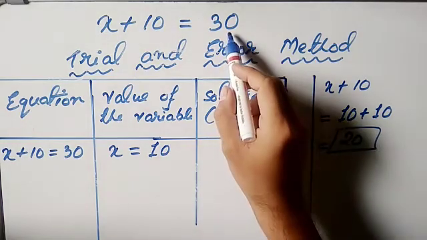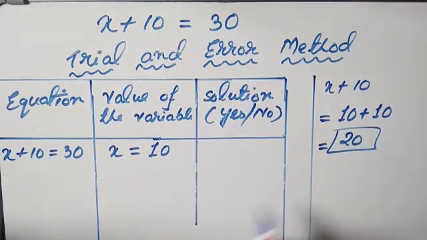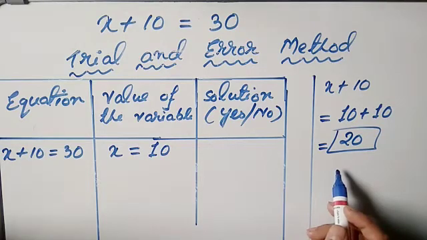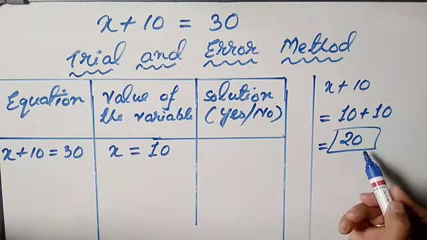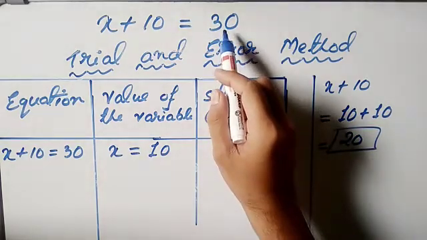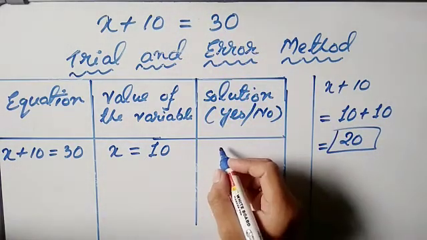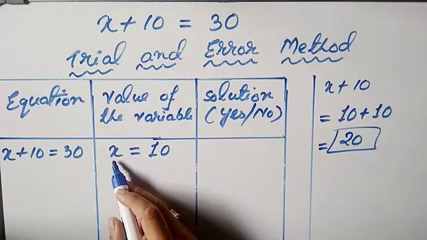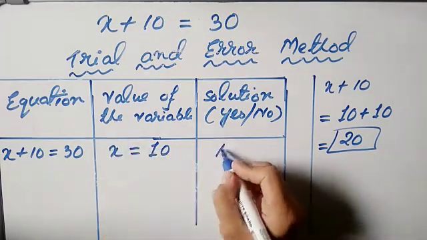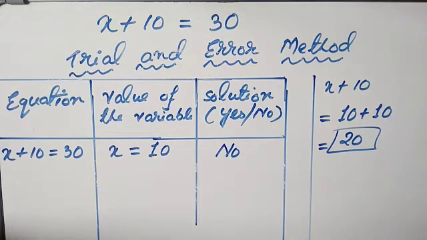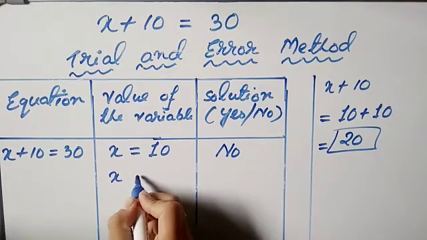And the value on the right hand side is 30. So are the values of the two sides equal? No. The value on the left hand side is 20, the value on the right hand side is 30, so they are not equal. So the value of the variable x equal to 10 is not the solution of the given equation. So no. Okay, then let's take another value of x.